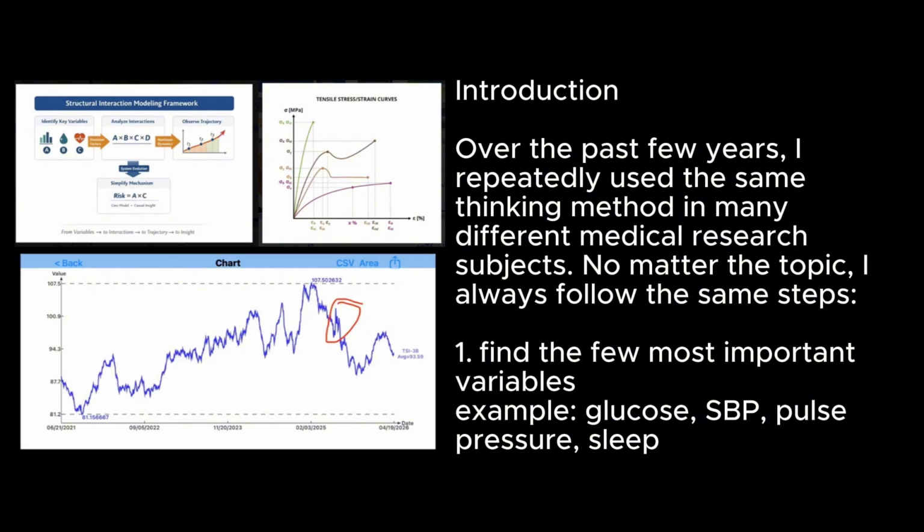Introduction. Over the past few years, I repeatedly used the same thinking method in many different medical research subjects, no matter the topic. I always follow the same steps. 1. Find the few most important variables. Simple: glucose, SBP, pulse pressure, sleep.